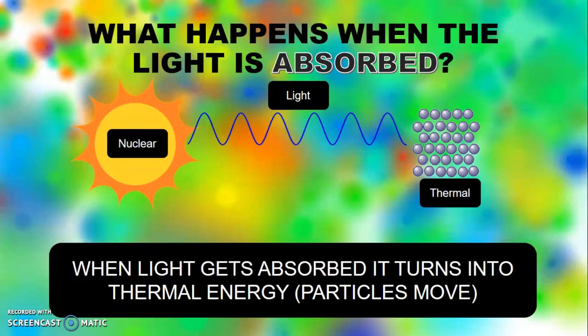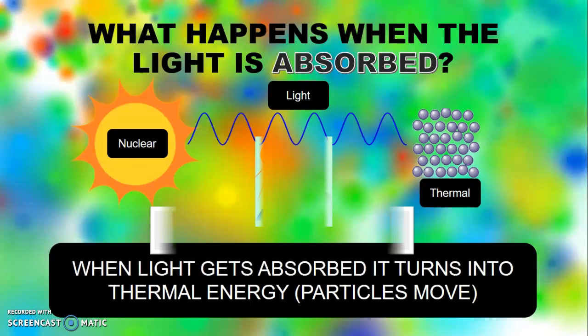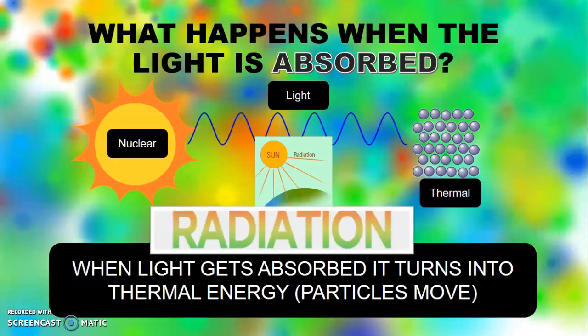This doesn't just have to be with the sun. It can be with any light source. When light gets absorbed by particles, the light is turned into thermal energy. This form of heat transfer is called radiation. We've used that word radiation before to describe energy that moves as waves. In this unit, we'll use the word radiation to describe the process of light getting absorbed and turning into thermal energy or particle movement.